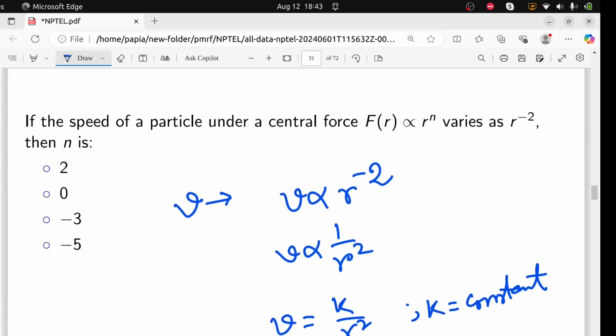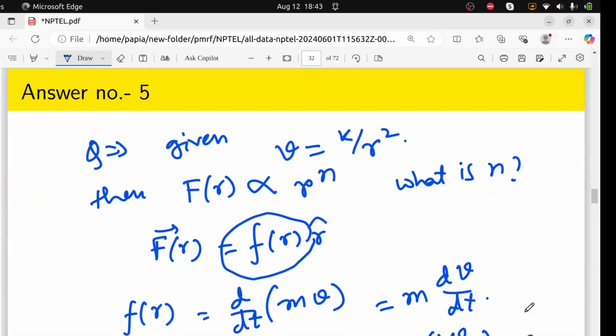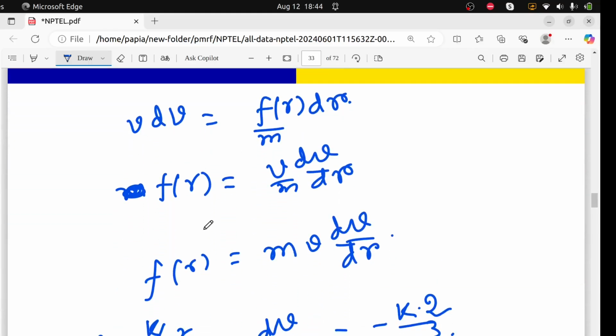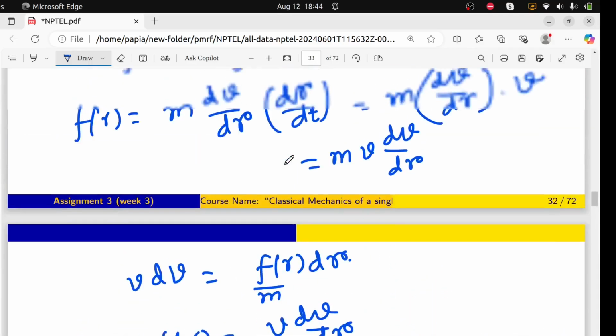So if I see the options, that is the fourth one. How did I do that? If the speed of a particle is given like speed v as 1 by r square, then we just need to write the expression of F in terms of v and r, because v is a function of r. So it is m v dv/dr.